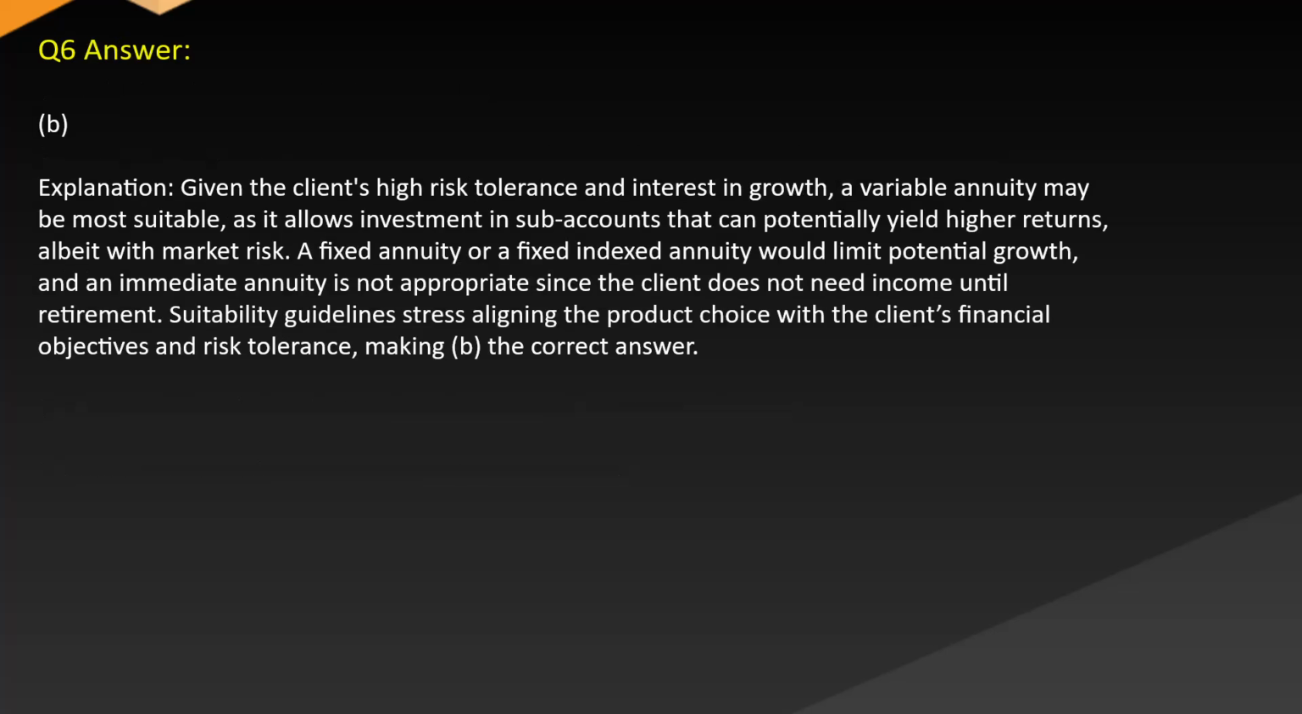Answer B. Explanation. Given the client's high risk tolerance and interest in growth, a variable annuity may be most suitable as it allows investment in sub-accounts that can potentially yield higher returns, albeit with market risk. A fixed annuity or a fixed indexed annuity would limit potential growth, and an immediate annuity is not appropriate since the client does not need income until retirement. Suitability guidelines stress aligning the product choice with the client's financial objectives and risk tolerance, making B the correct answer.